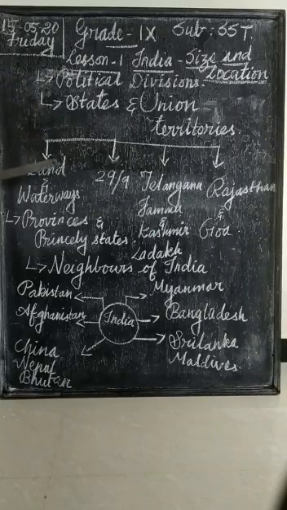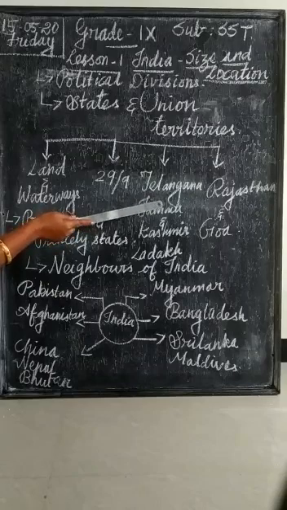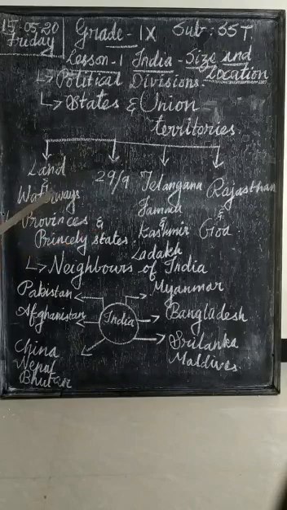Rajasthan is the largest state while Goa is the smallest state. Do you know one thing? Uttar Pradesh has the largest number of districts and also the highest population.